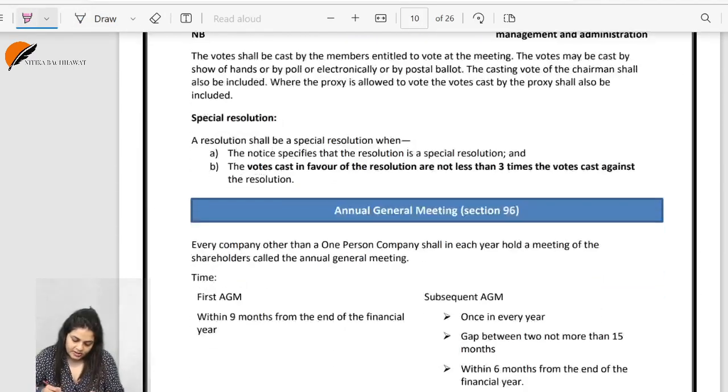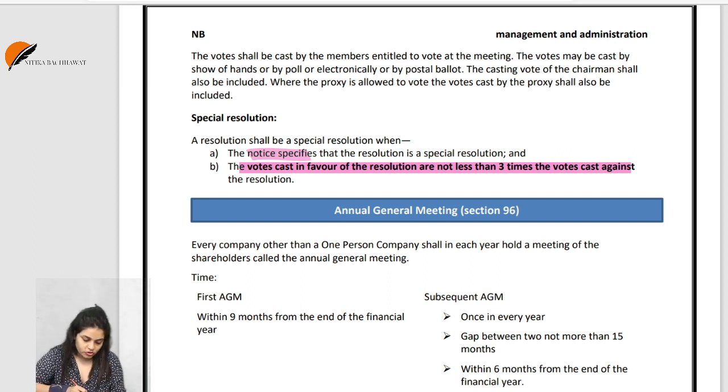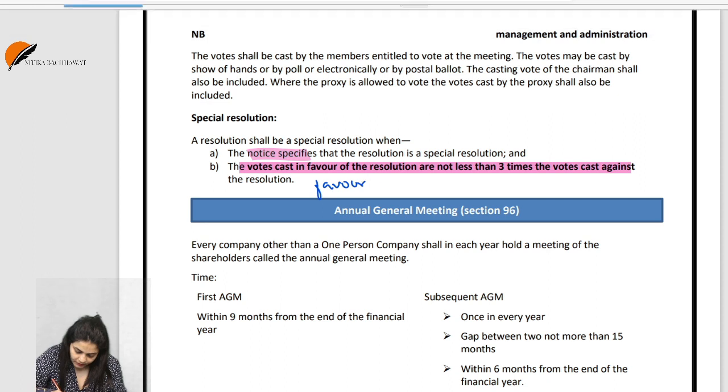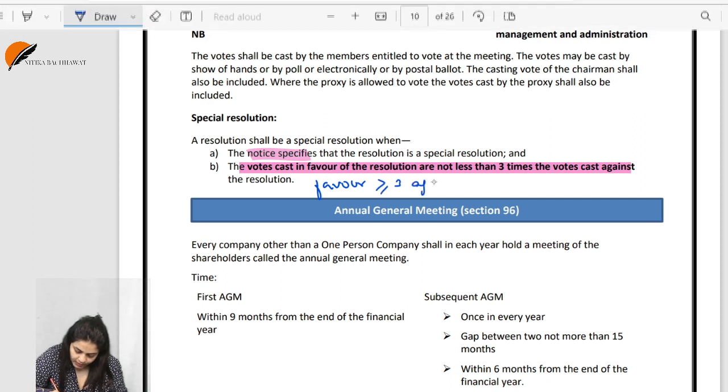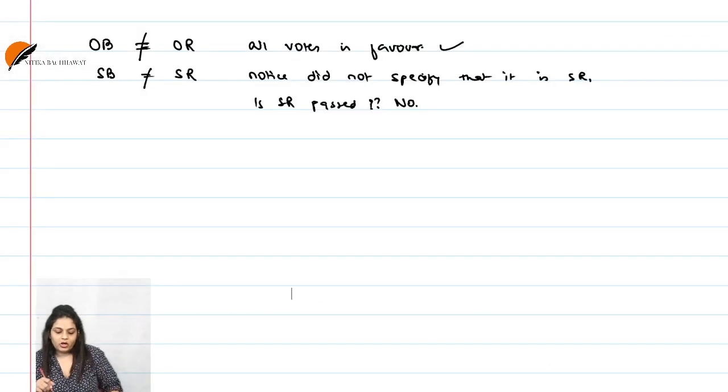Whereas special resolution is where the notice must specify that the resolution is a special resolution, and the votes cast in favor of the resolution are not less than 3 times the votes cast against. So, to put it in simple terms, the votes in favor are at least 3 times the votes against. Right? So, now moving on to the next topic.